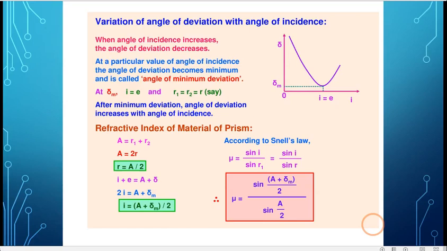Now according to Snell's law, mu is equal to sin I upon sin R. We have value of I, that is A plus delta m by 2. We have value of R, that is A by 2. Substitute these both values in the given equation. Mu will become sin of A plus delta m divided by 2 whole divided by sin of A by 2. This equation is considered as the prism formula. इस पूरे इक्वेशन को बोलते हैं प्रिज्म फॉर्मूला. Go through that.